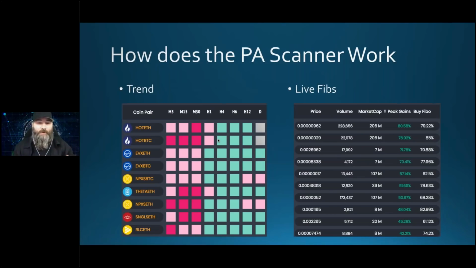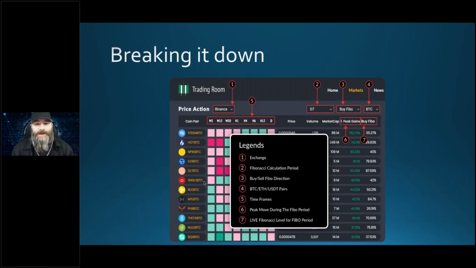Here it is broken down into two separate views, just so you have an idea that they are separate from each other, combined in the tool itself. Let's break down the actual screen and what you're going to see. On the left-hand side, we see the exchange. Price action currently works with Binance and all Binance pairings. Underneath that, you see the time frames for the trend scanner: 5 minute, 15 minute, 30 minute, then hours, 1 hour, 4 hour, 6 hour, 12 hour, and then the King Almighty daily.